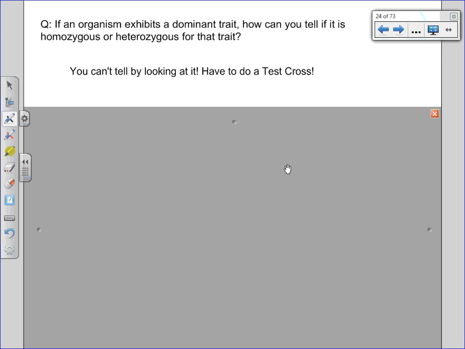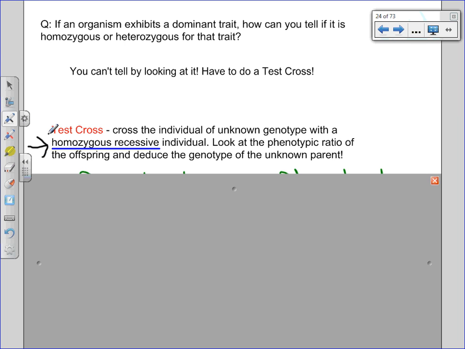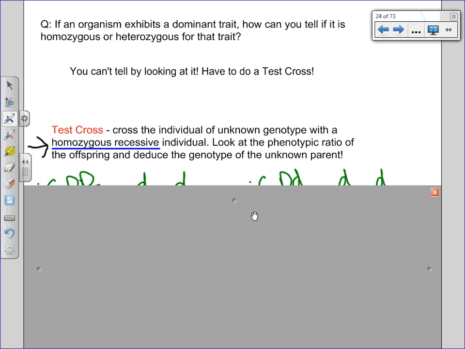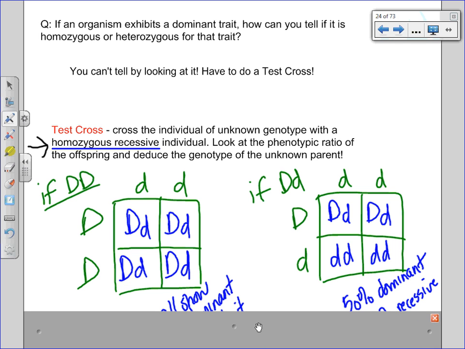To do that, you take the one that you're not sure about and you mate it with one that you know is homozygous recessive for that trait. And when you do that, you can look at the offspring and compare and figure out, okay, well, the parent that we're not sure about must have this particular genotype. Okay, so here's what we mean.